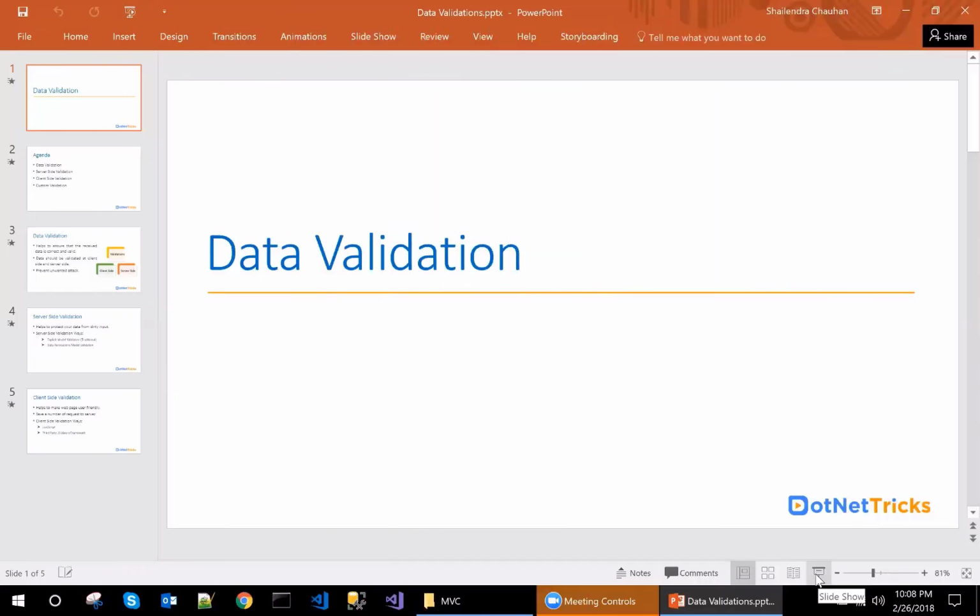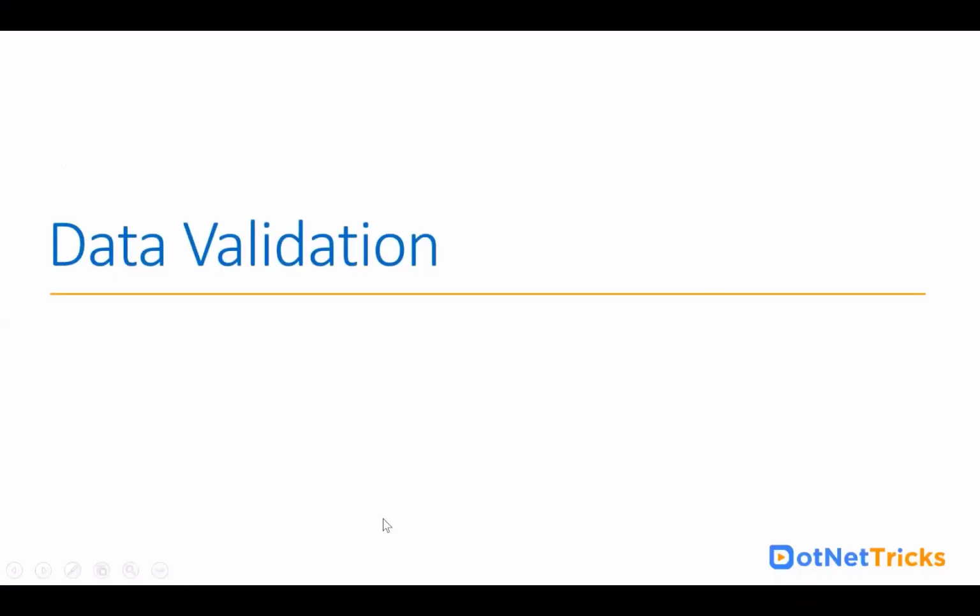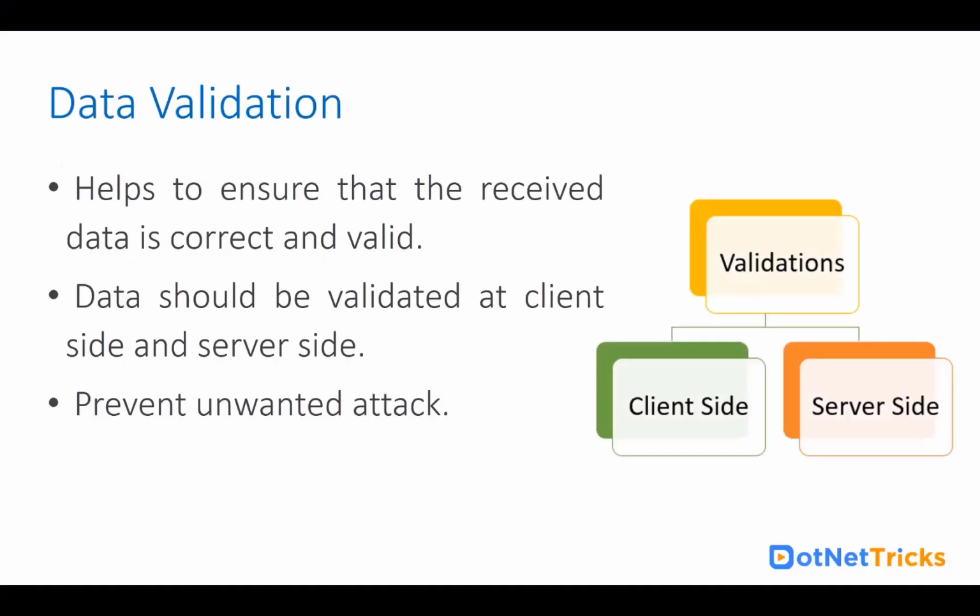Data validation. How we can validate the data in our ASP.NET MVC application here. Data validation helps us to ensure that the received data is correct and valid. And data should be validated at client side as well as on server side so that we can prevent unwanted attacks. So guys, if you are talking about validation, as a best practice, you should always apply the client side as well as server side validation.